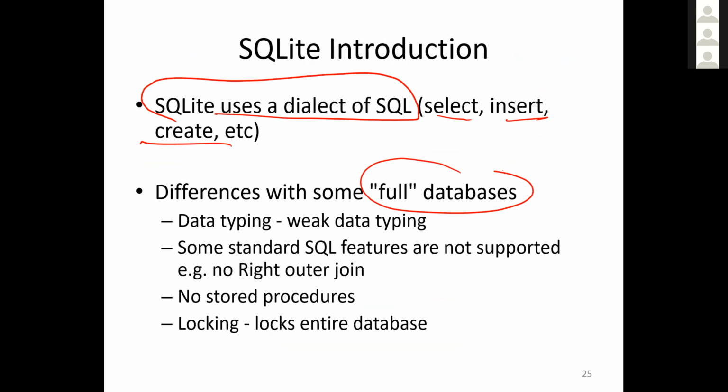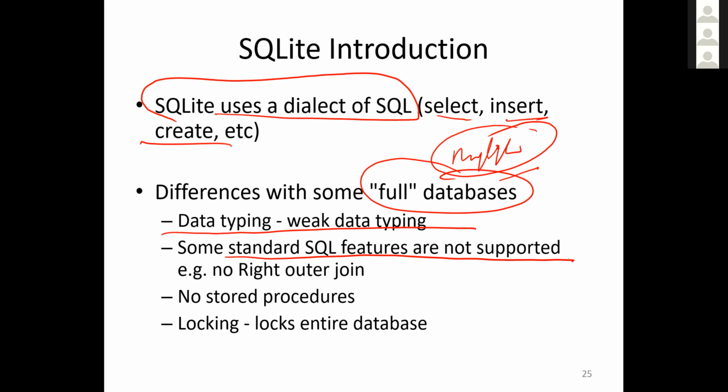Differences that it has with a full database. If you compare this with, for example, Microsoft SQL or even MySQL, there are some differences. One of them is data typing. It is weak data typing. It doesn't enforce that the data type specification should strictly be done a certain way. Some standard SQL features are not supported, like right outer join and stored procedures, which of course I believe that you have seen. When it comes to locking for concurrency control, it locks the entire database.